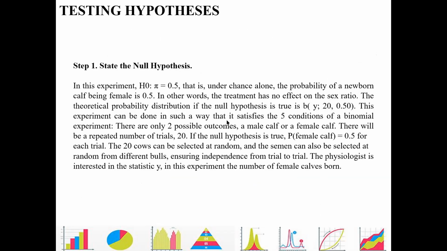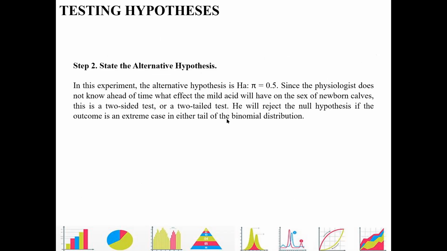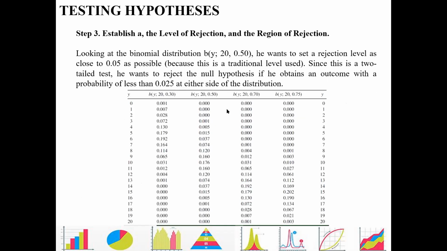Kapag tayo ay nag-experiment, state the null, yun yung ating contradict sa ating problem. And then, the alternative hypothesis will contradict the null hypothesis. So, follow doon po natin sinasabi. Establish the level of rejection and the region of rejection. And say level of rejection, kung 0.05 yan, that is the usual significance level na ginagamit natin for our rejection level.